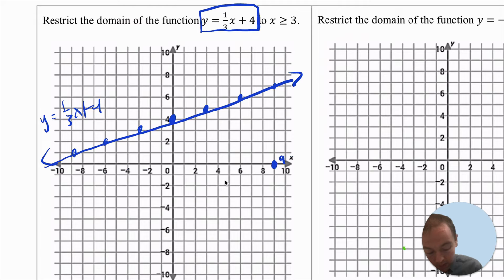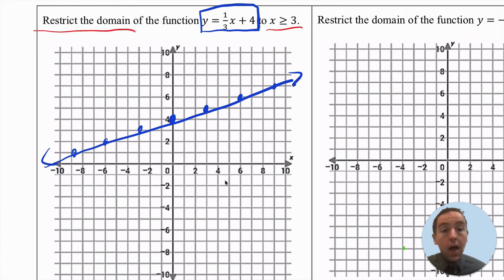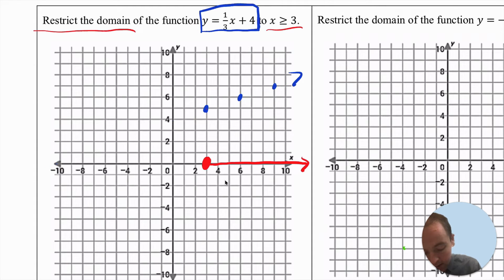For example, this x value of 9 is a member of the domain, and it maps to a y value of 7 in the range, or this negative 3 in the domain maps to a positive 3 in the range. Now let me erase some stuff here. We want to restrict the domain of this function to x equal to or greater than 3, which means that from 3 and greater, these are the only x values we want in the domain. So all we want graphed is the line that goes from that point onward, just like that.